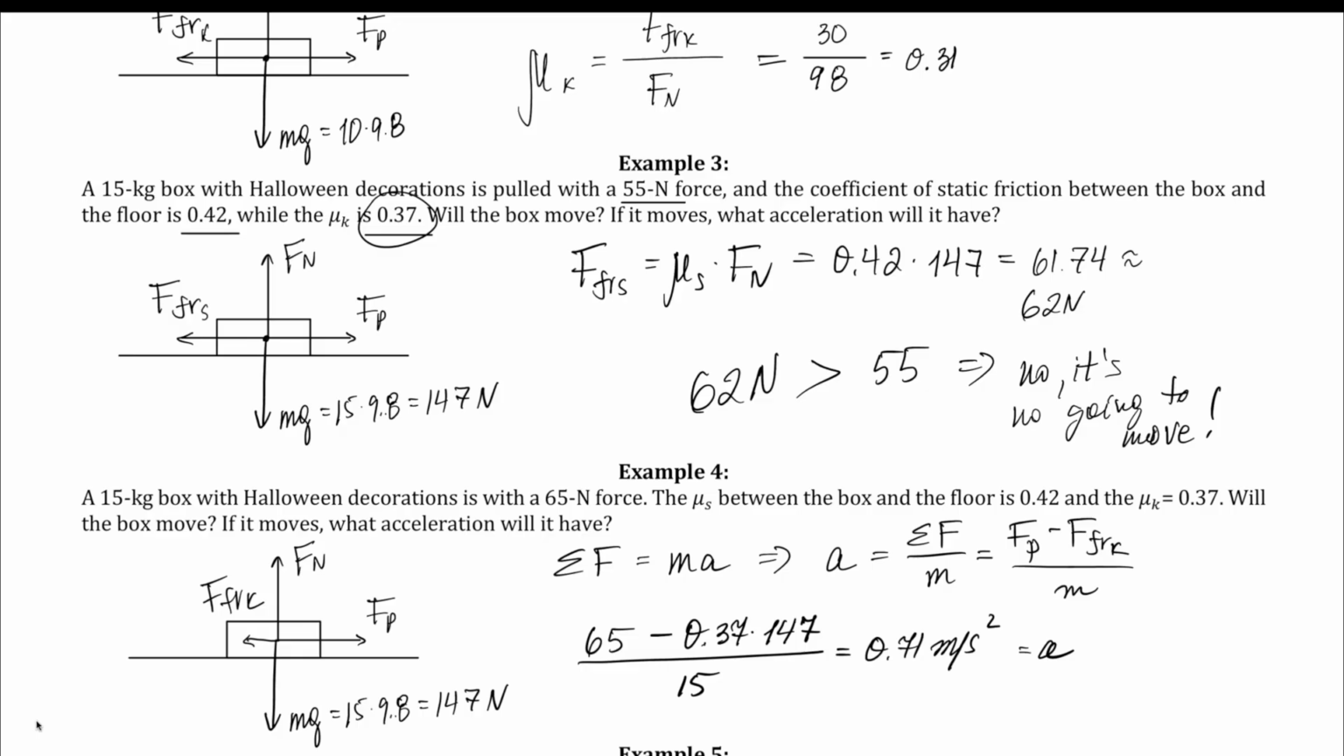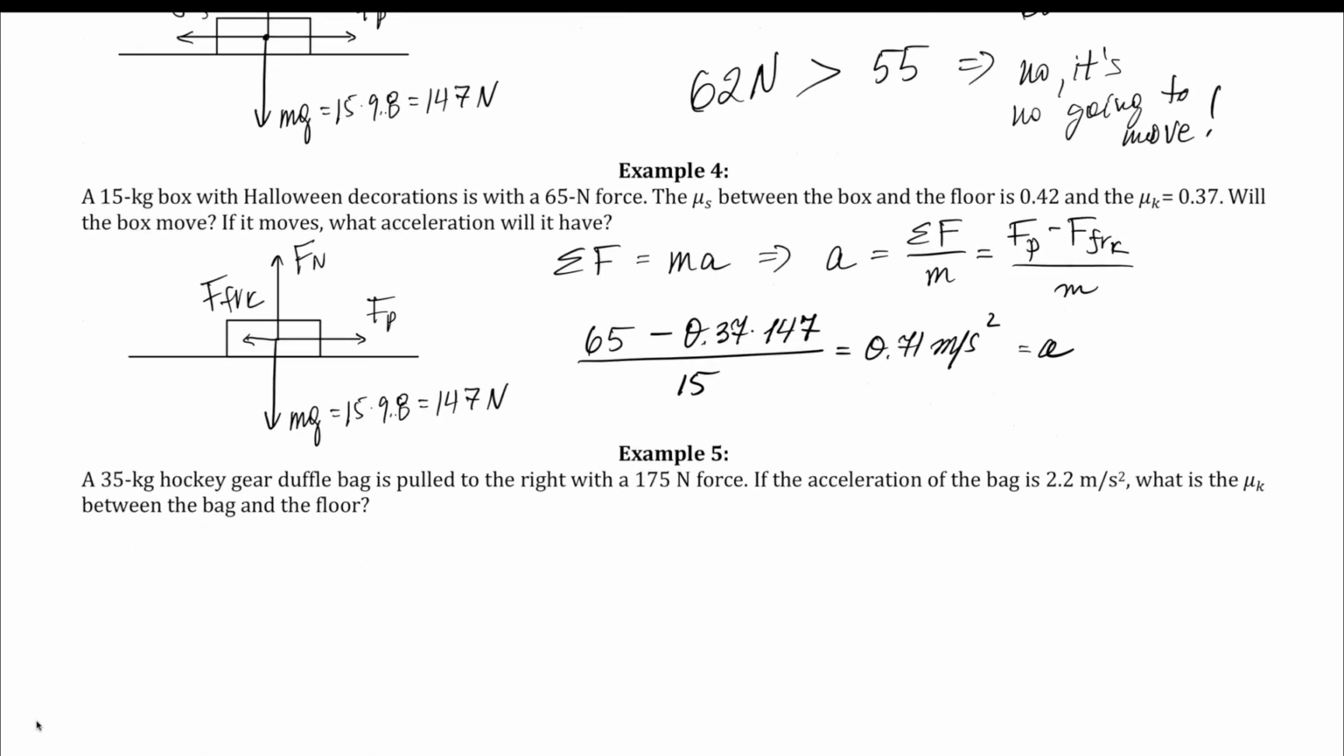Question 3 and 4 are based on each other. In question 3, it wasn't moving because our pull was less than friction static. But in example 4, that same box was pulled with a 65 Newton force, which was greater than the maximum static, which was only 62. So in that case, we had to replace the static friction with kinetic friction, because once the object starts moving, static friction is no more, and we have kinetic friction to calculate.